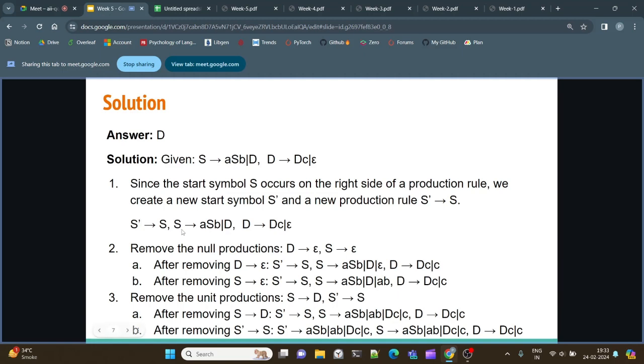So what do we obtain? What would be the modified rule? The modified rule would be: first we write the rule as it was. Initially it was S to A S B or D. So we have S to A S B or D, and what we get as a result of removing the null production D to epsilon, that is epsilon, we add that. Now we move on to the third rule.